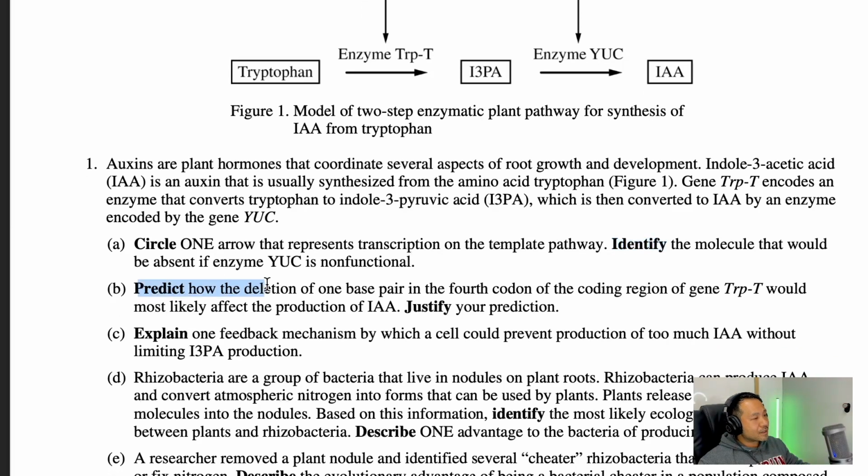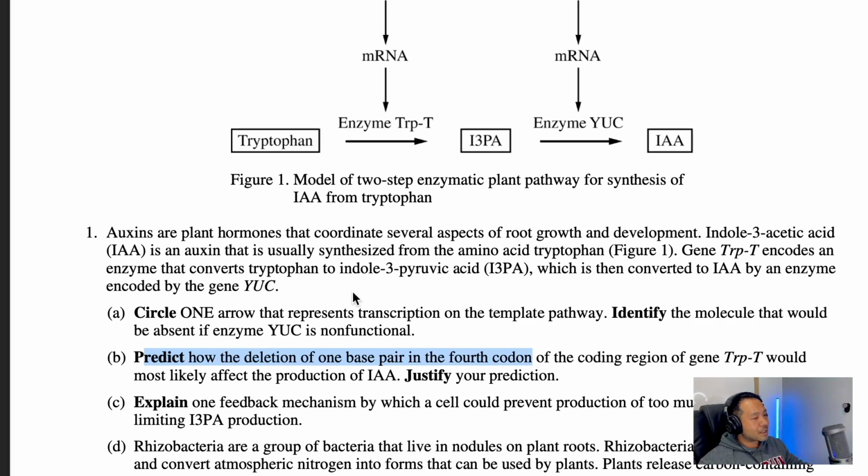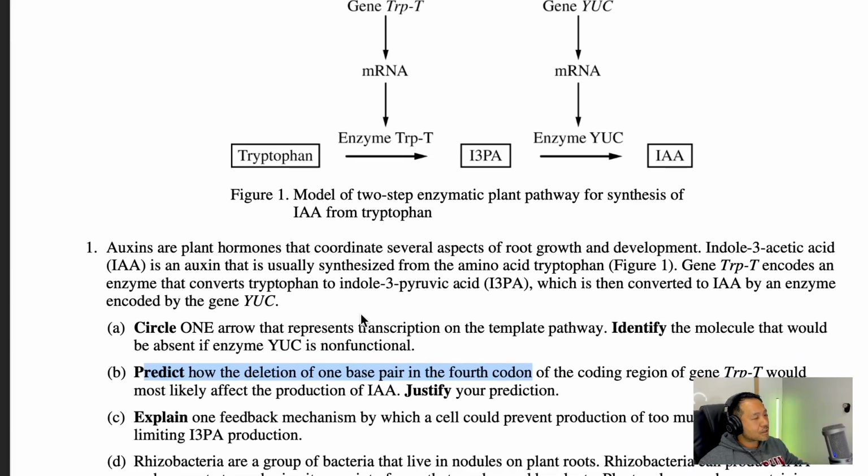Okay, B says predict how the deletion of one base pair in the fourth codon of the coding region of TRPT would most likely affect the production of IAA and justify your prediction. So in this scenario, we're actually looking at mutations, which is still part of that chapter 17. And in that chapter, what we learn is that there are many types of mutations. There are mutations that change a base pair, or there are mutations that either insert or delete base pairs. And one of the things that we always like to emphasize is that deletion of base pairs, or a one base pair, or many base pairs for that matter, usually results in something called a frame shift mutation.